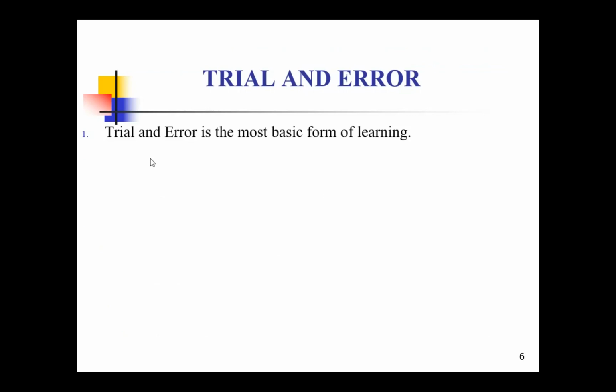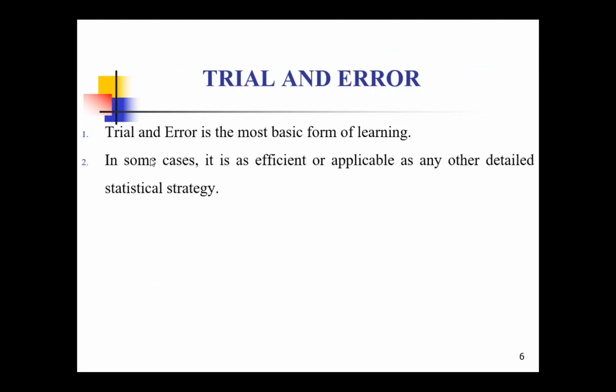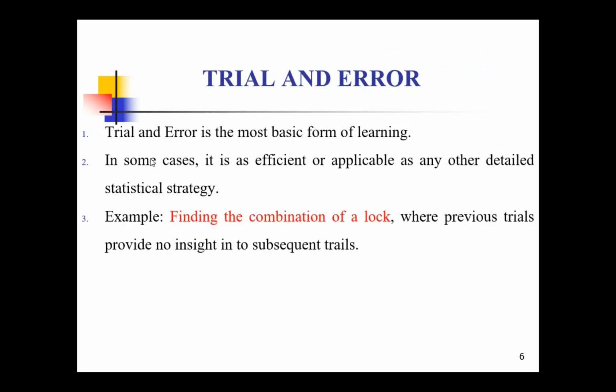This is the most basic form of learning. If I don't have any idea how to perform an experiment, it is better to start with the trial and error method. In some cases only it is efficient or applicable. If the number of parameters is higher, then this trial and error method will not produce a better outcome. The example that we can use for this trial and error method is finding the combination of a lock.